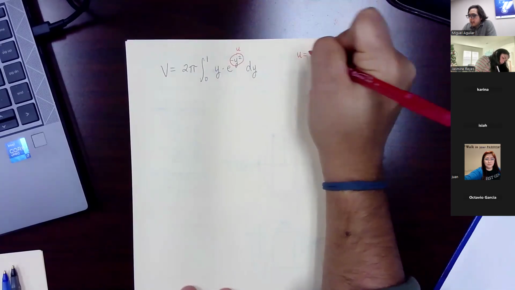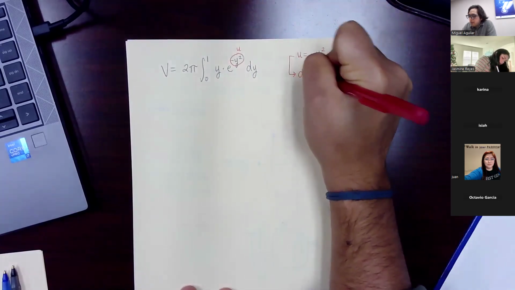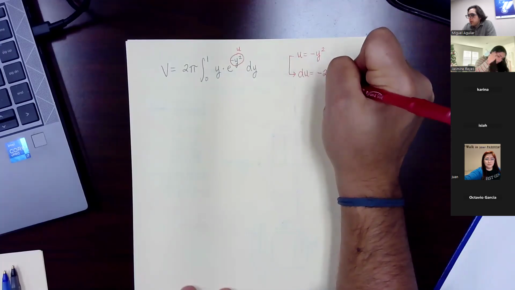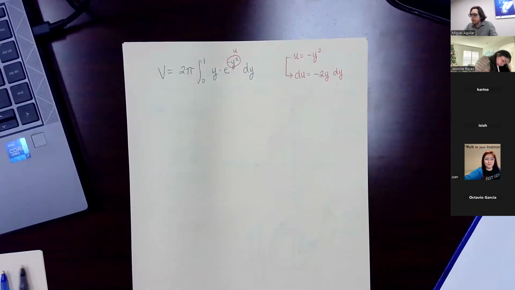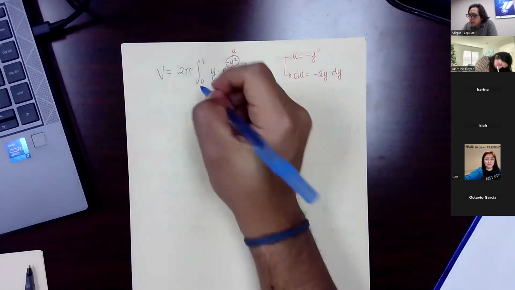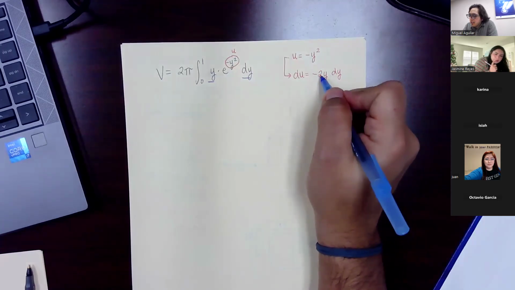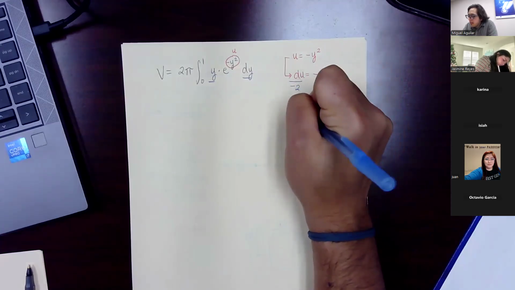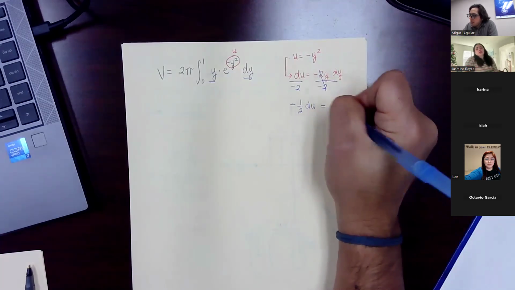So if we set that to the side, u is equal to negative y squared, and then we take that derivative, we should get negative 2y dy. So that means that if I have a y in my function and a dy, then I should be pretty good to make that substitution. But we're going to move this negative 2 over to the other side of this equation. So we have negative 1/2 du is equal to y dy.